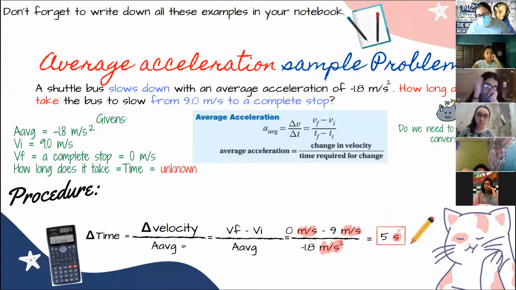So how do you get this S for seconds right here? When you subtract, 0 minus 9 is going to give you negative 9 meters over seconds, and you are dividing by negative 1.8 meters per second squared. Okay, so negative with negative is going to give you a positive answer, positive 5.